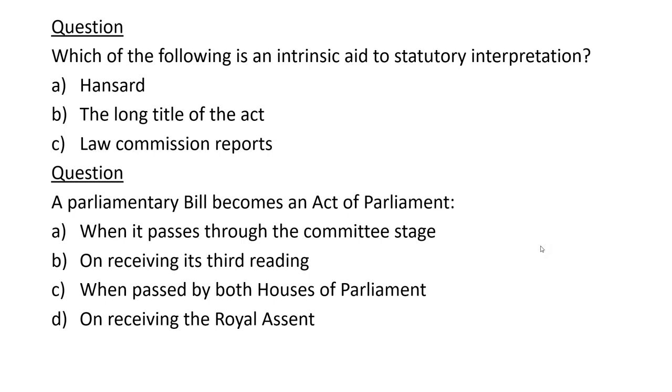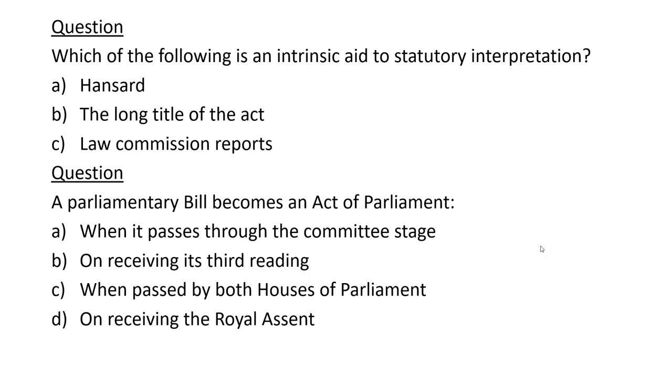Next question: a parliamentary bill becomes an act of parliament when it passes through the committee stage. In committee stage, basically the law is altered according to the debates. On receiving its third reading, which is basically the final reading of the bill, it still doesn't become an act.